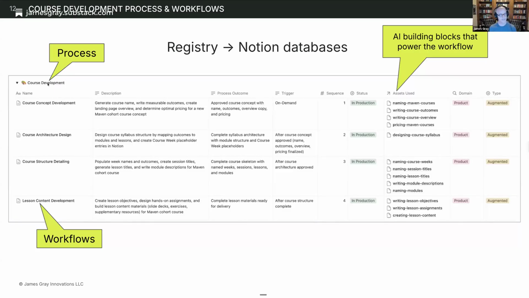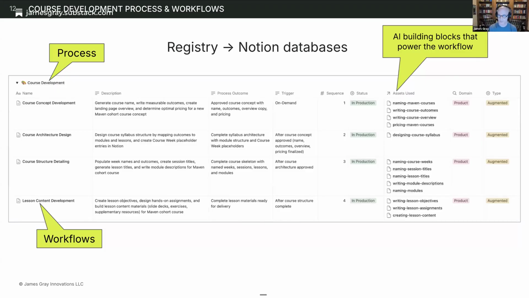You see a process, which is course development. Claude recommended, break it down, James, break it down into these 4 things. And by the way, everything that you see on this page, Claude wrote that for me. It named the workflow, it named the description, it named the process outcome, it named the trigger. It actually put the sequence of the ordering of these workflows.